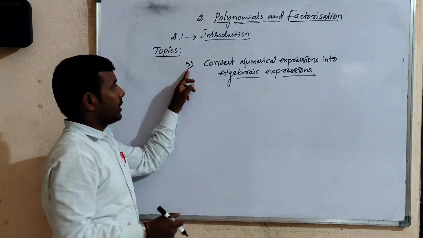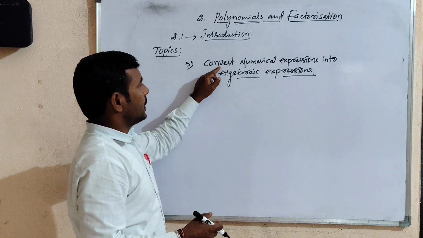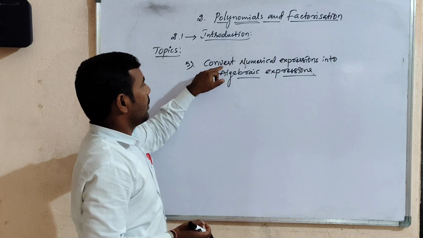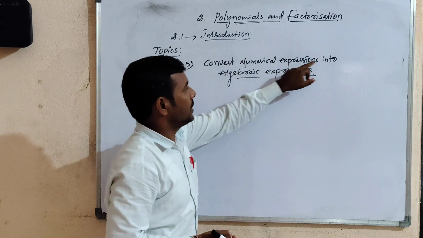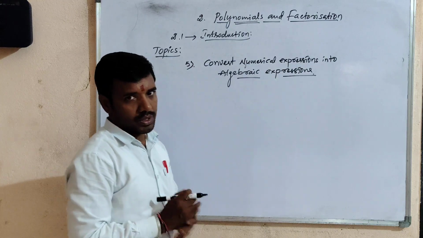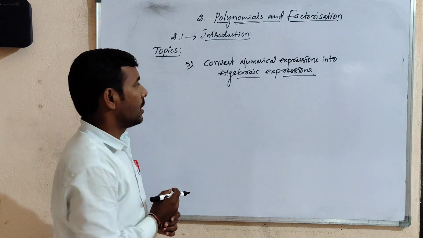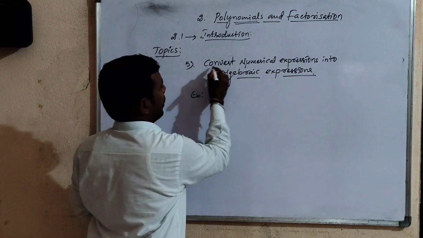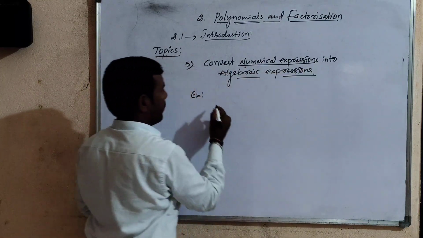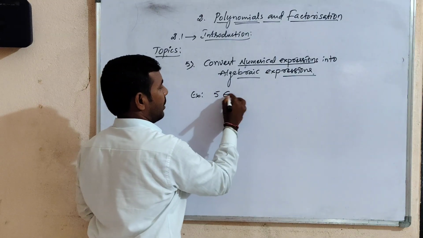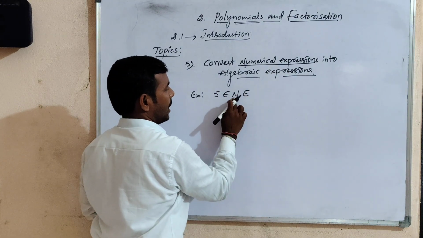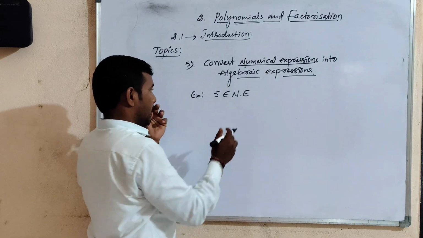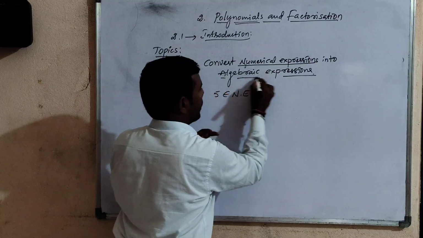Okay students, fifth point, see, conversion. Convert numerical expressions into algebraic expressions. It is very important, try to understand. Right, example, see, suppose a numerical expression, for example, can I take 5? 5 belongs to numerical expressions. NE indicates numerical expression, 5. This 5 we have to convert to an algebraic expression.